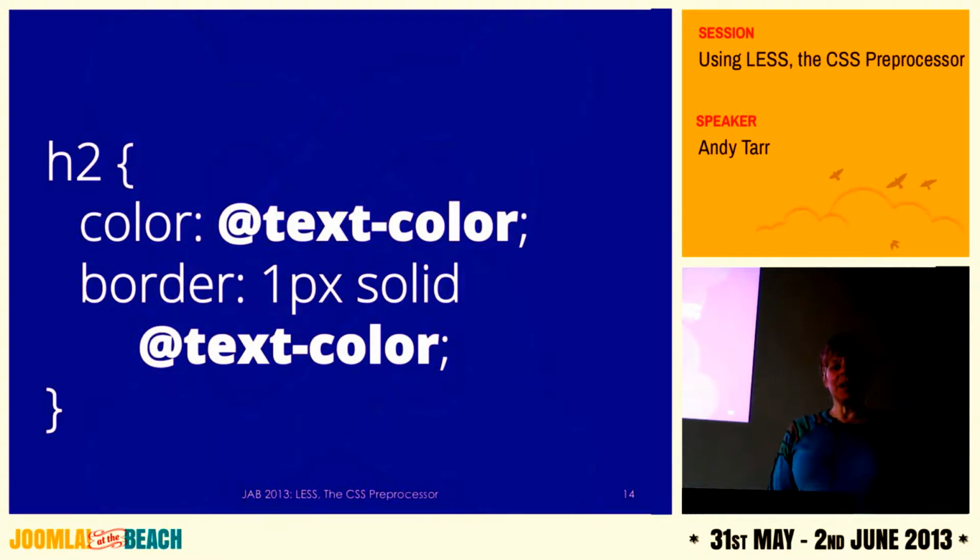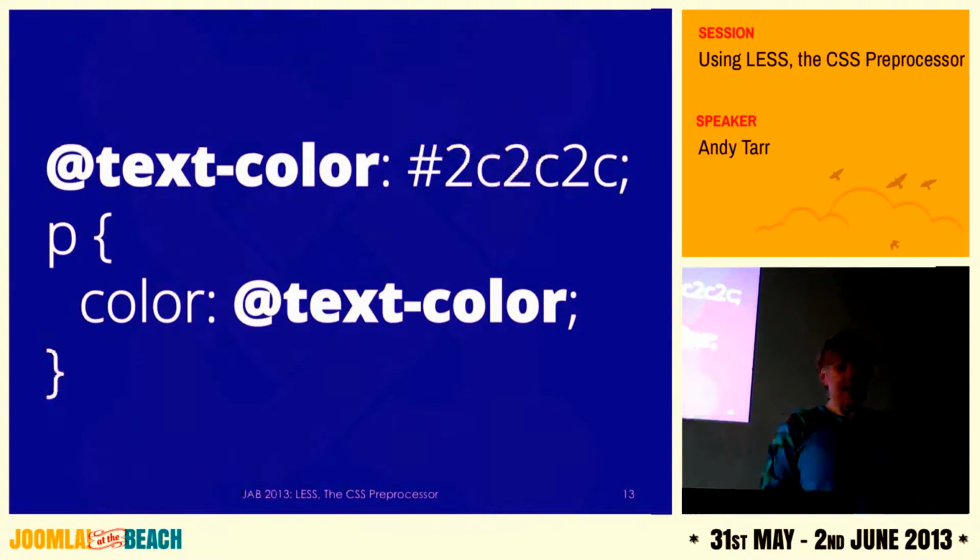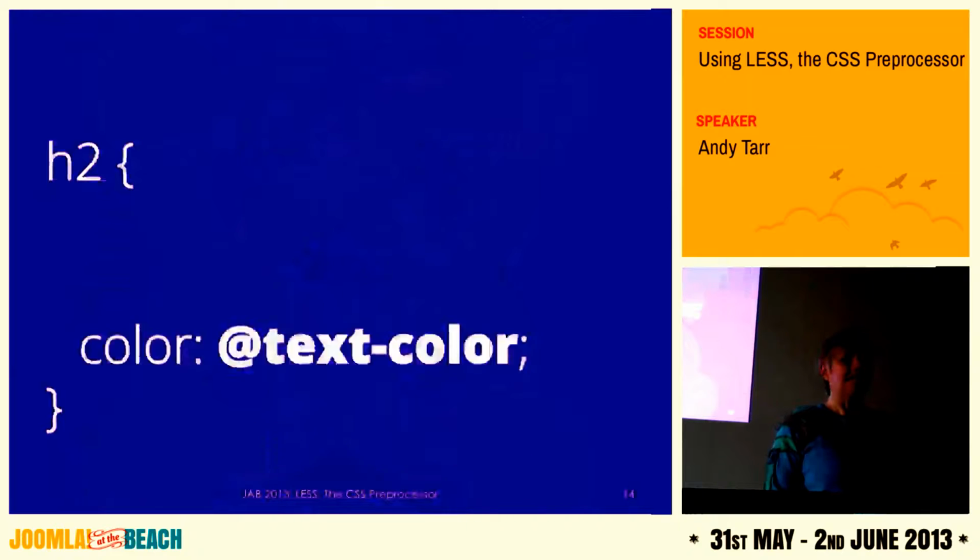And then if at any point you decided that you didn't really like that 2C because you just want a little bit of shade of green in there, but still kind of gray, you could just change that text color up at the top to a different one, and everywhere that you had text color specified, it would show you the new hex code in there.